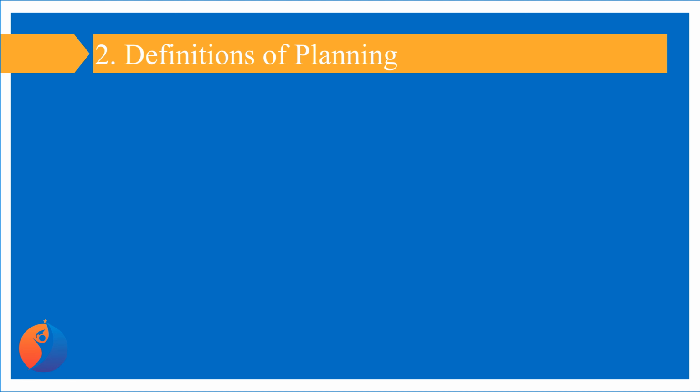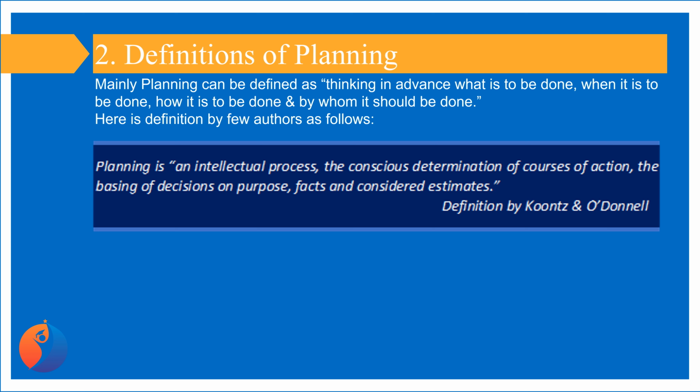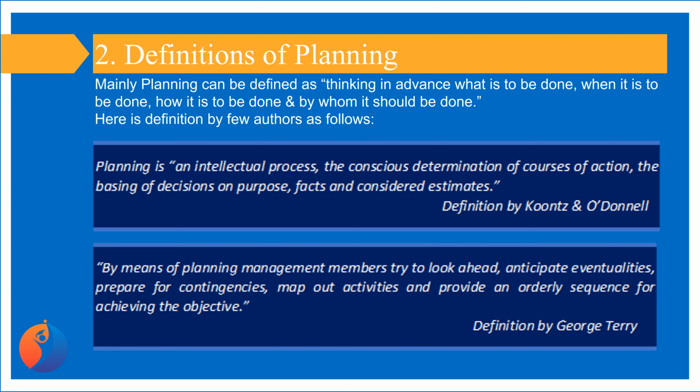Definitions of planning. Mainly, planning can be defined as thinking in advance what is to be done, when it is to be done, how it is to be done, and by whom it should be done. Here are definitions by a few authors as follows. Definition by Koontz and O'Donnell: Planning is an intellectual process, the conscious determination of courses of action, the basing of decisions on purpose, facts, and considered estimates. Definition by George Terry: By means of planning, management members try to look ahead, anticipate eventualities, prepare for contingencies, map out activities, and provide an orderly sequence for achieving the objective.